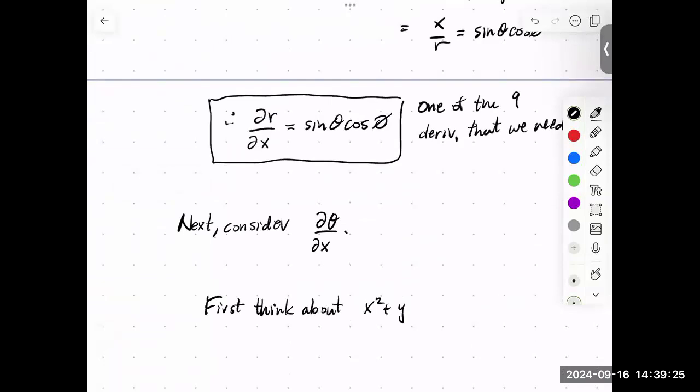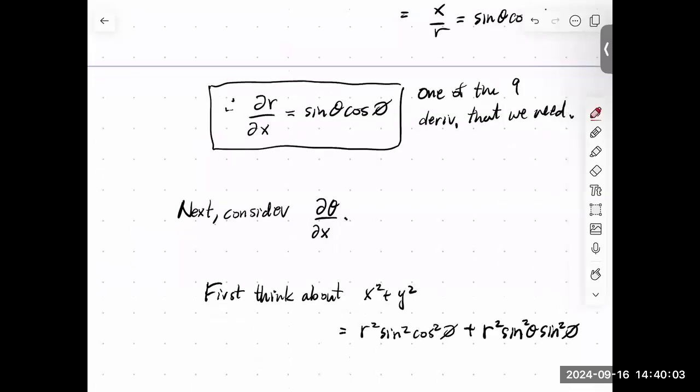x squared plus y squared. x squared is, you can see x there, x is r sine theta cos phi. So x squared is r squared sine squared theta cos squared phi. Then y was r sine theta sine phi, so if we square it, we get r squared sine squared theta sine squared phi. So this is x squared, this is y squared.